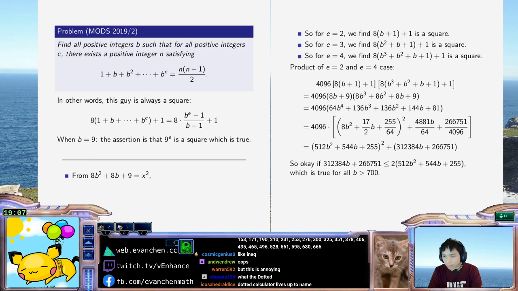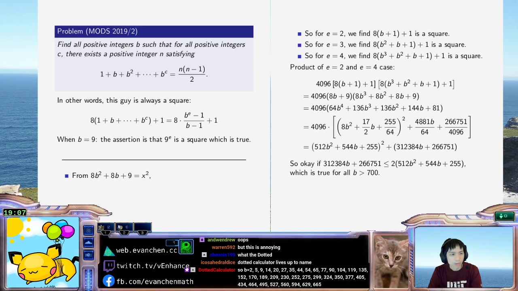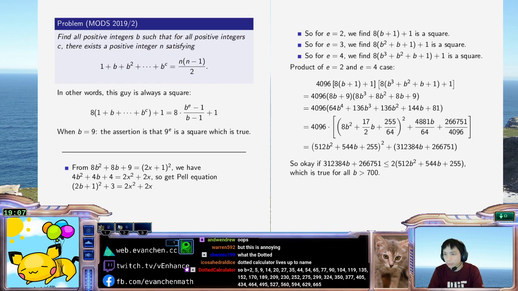Wait, hang on. Why didn't that work? Yeah. See, the problem is triangular numbers grow quadratically, but Pell equation solutions will go exponentially fast.